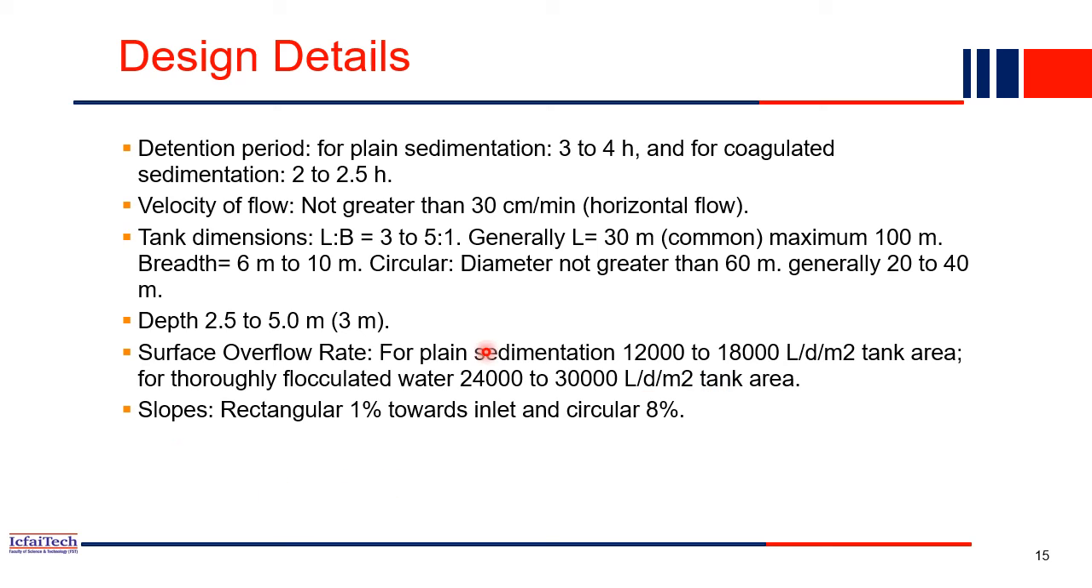And the slope, you have seen that we have provided the slope at the bottom, right? For rectangular tanks the slope is 1% at the inlet, and for circular we provided 8%. Right, so these are the general design values. So when we take a new design, in that case we can choose values in between in this range, and we can design the actual water treatment plant.